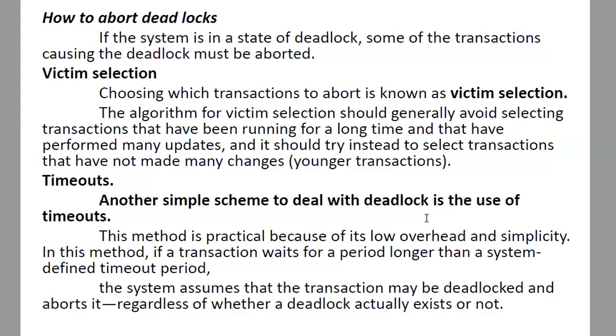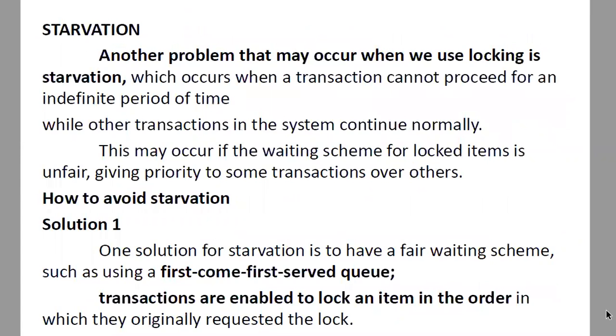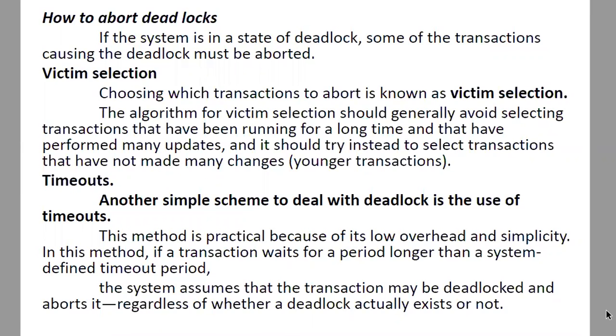In the timeout method, each and every transaction will be given some system defined time period, and if a particular transaction is still not completed beyond the time limit, then the system will decide that the particular transaction is in trouble, that is, it is in the deadlock condition. So the system will forcefully cancel or abort the particular transaction. So it works with time limit values. And so these are the two ways to handle deadlock, that is victim selection and timeout.